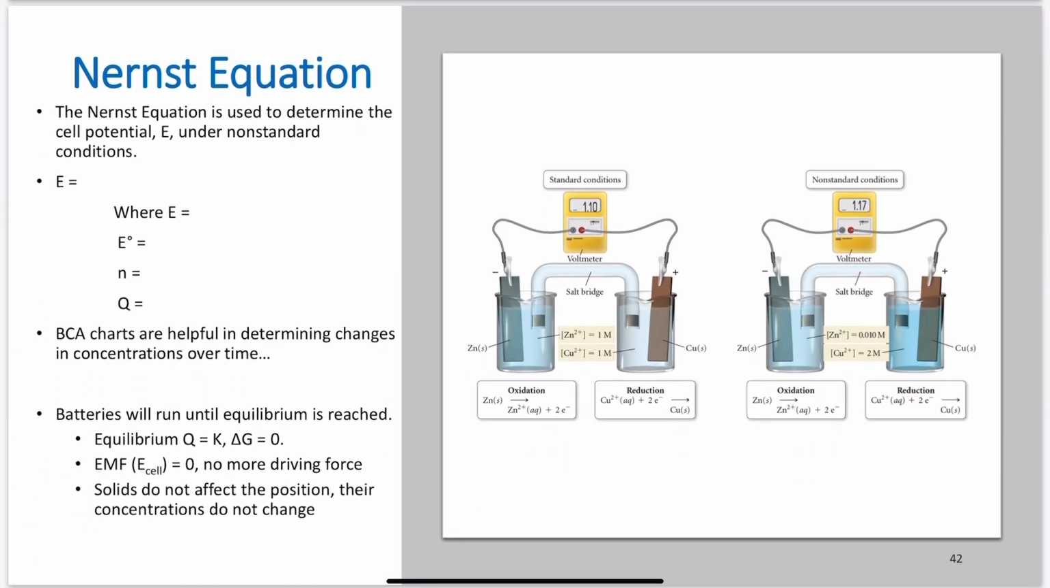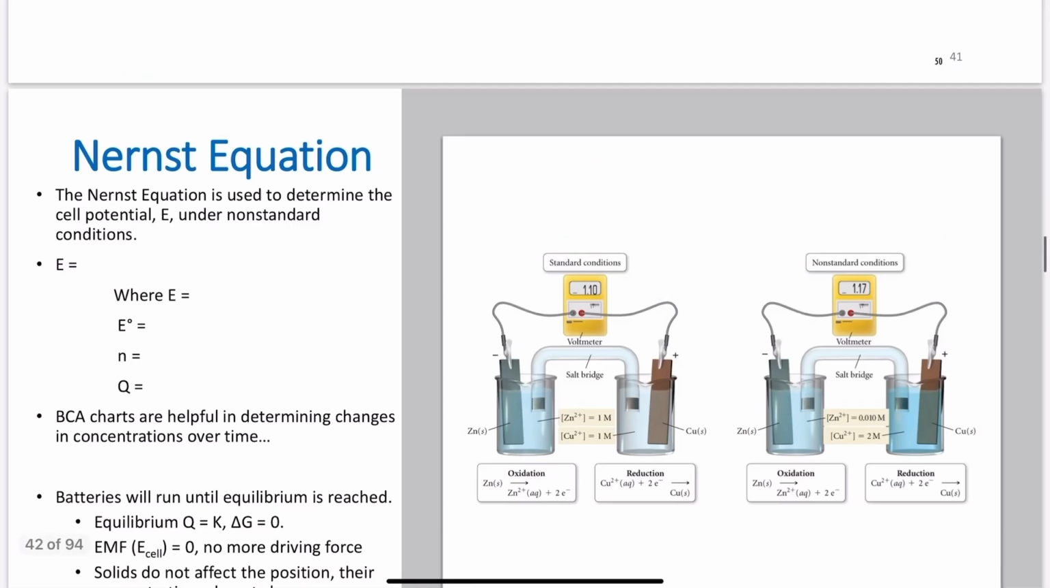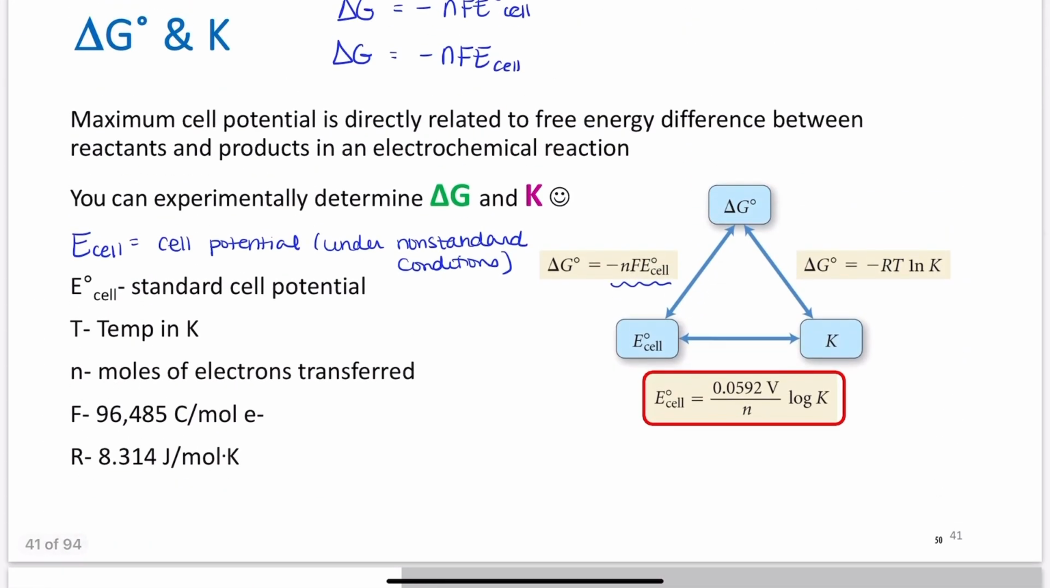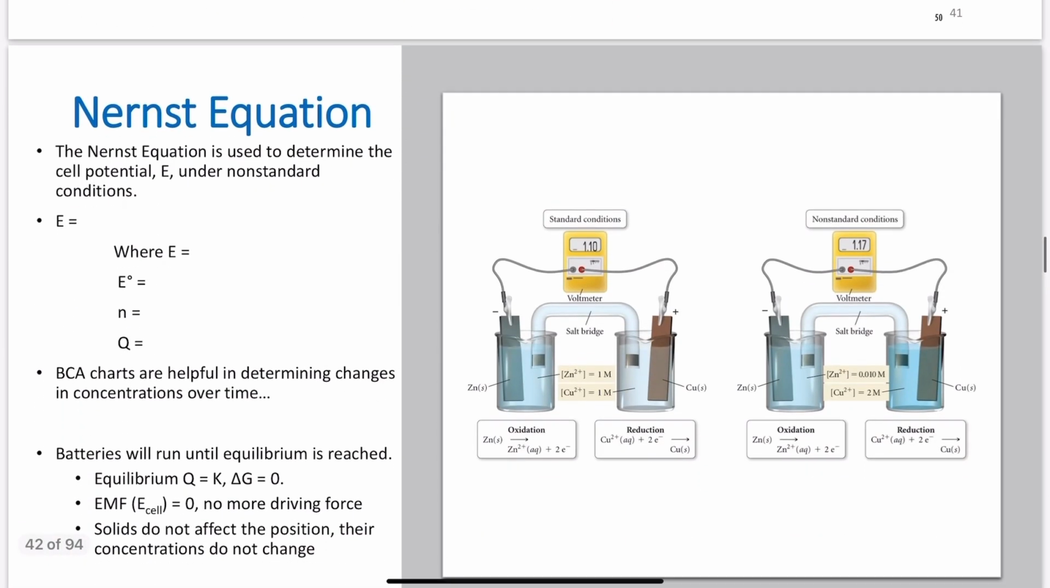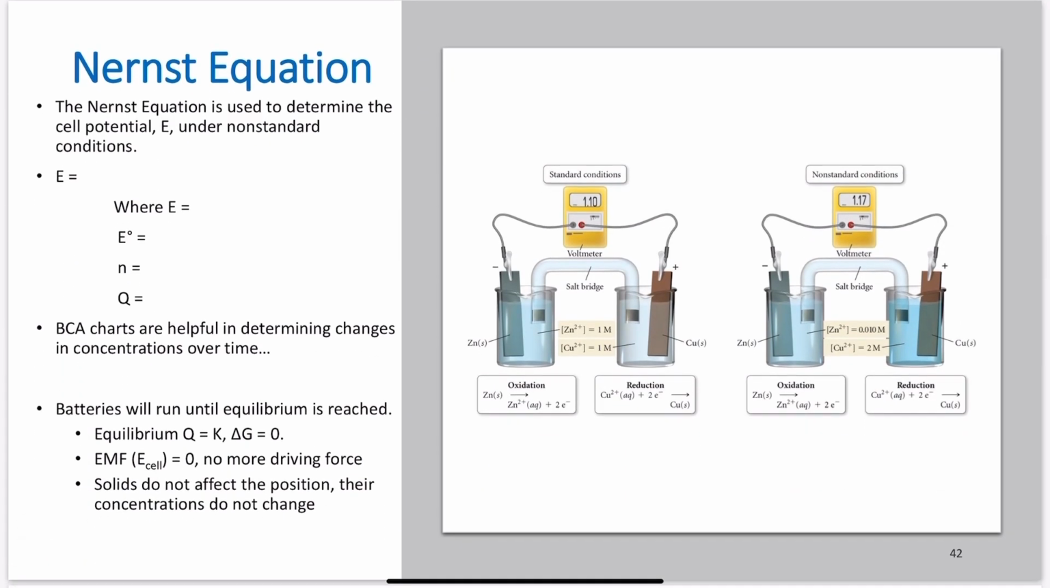We also have the Nernst equation, because what if we are not under standard conditions? All of these equations, except this one, are for perfect standard conditions, meaning 1 molar concentration, 1 atmosphere pressure. But if I'm not under standard conditions, I can use delta G equals negative nFE of the cell, but it's not under standard conditions. How do I deal with that, meaning not standard concentrations, not standard pressures? That's where the Nernst equation comes into play.